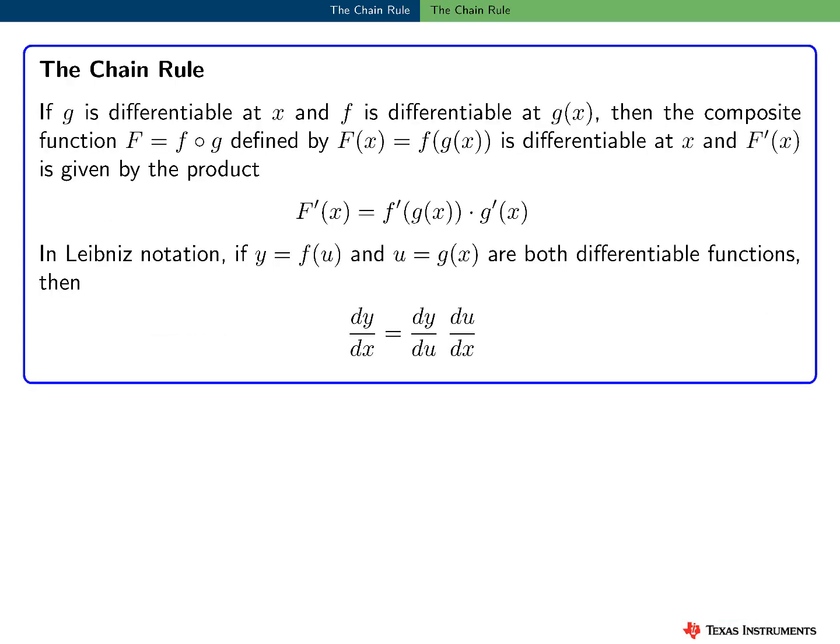Here's a formal statement of the chain rule. If g is differentiable at x and f is differentiable at g of x, then the composite function capital F, which is equal to f circle g and is defined by f of g of x, is differentiable at x, and F prime of x is given by this product, f prime of g of x times g prime of x. In Leibniz notation, if y is equal to f of u and u is equal to g of x are both differentiable functions, then we can write dy/dx is equal to dy/du times du/dx.